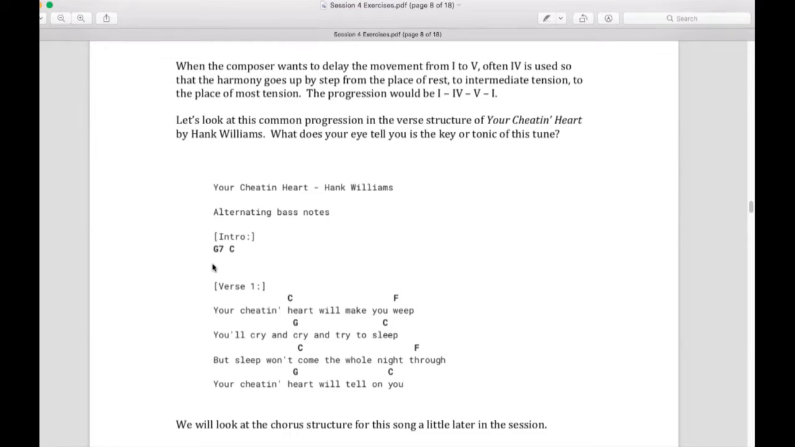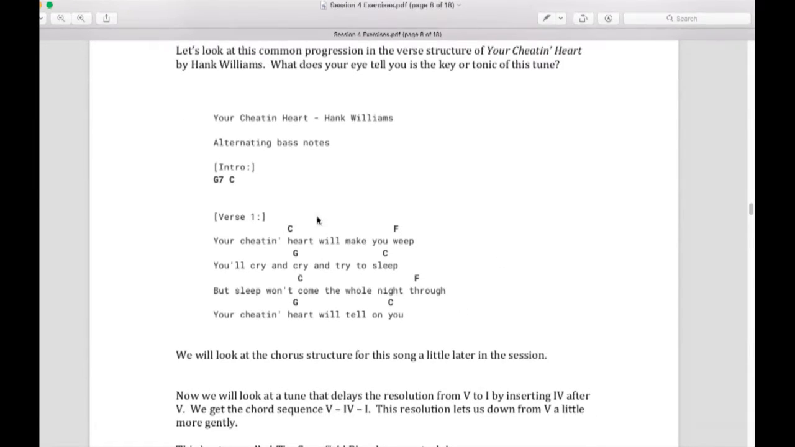Okay, and we're going to save the chorus for a little bit later because something else interesting happens in the chorus. All right, everybody understand that? 1, 4, 5, 1. 1, 4, 5, 1. And so we get C, the step up to F, up to the high tension, release. Does that make sense?